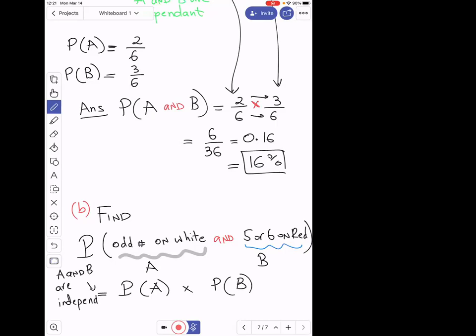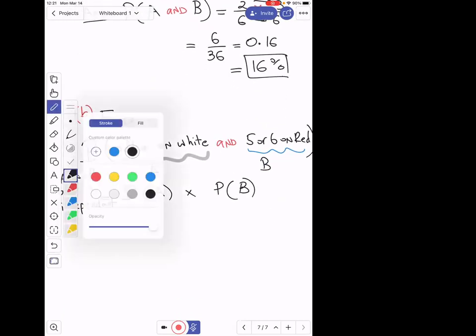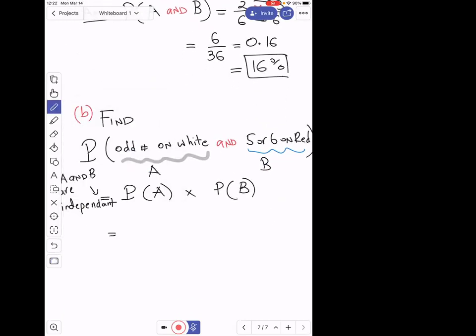To get an odd number on the white, we have 3 chances out of 6, so that's 3/6, times the probability of B, 5 or 6 on the red. It doesn't really matter that it's a different die, red or white. So 5 or 6 is again 2 out of 6. So it's just the same answer.